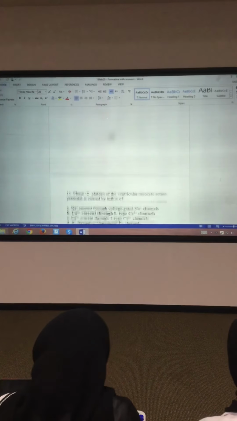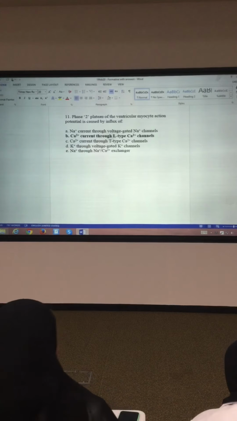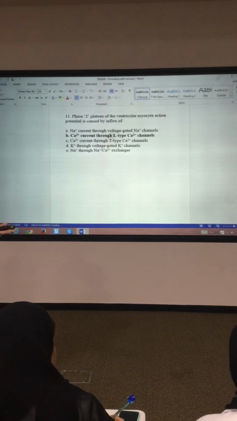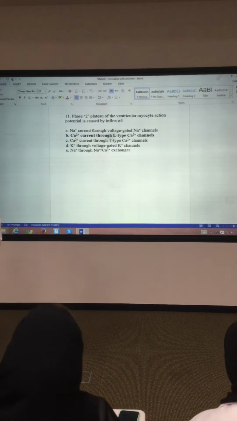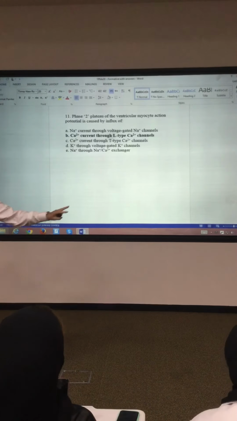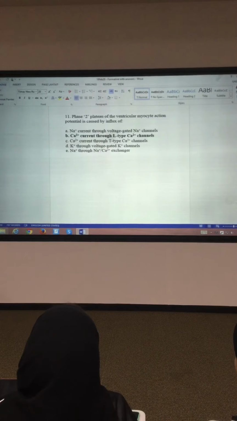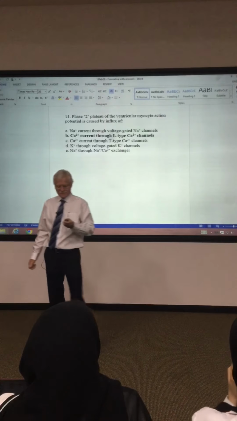Number 11, doing well. Of course you need to know what the phases of the action potential are, don't you? Remember the phases? 0, 1, 2, 3, 4, like that. If you didn't know the phases, then you've got a 20% chance of getting it right. But if you did know the phases, I think you would go for B, L-type calcium current.